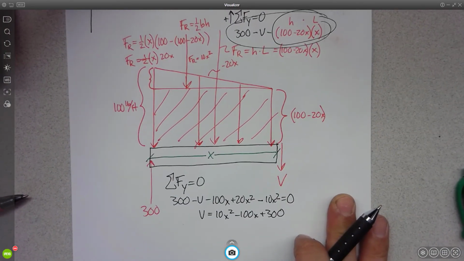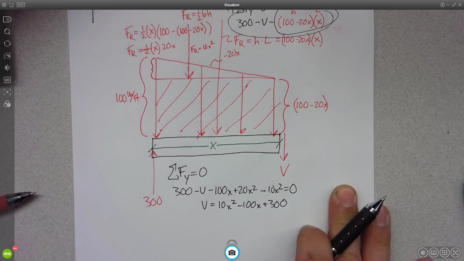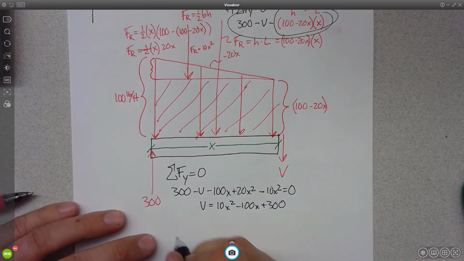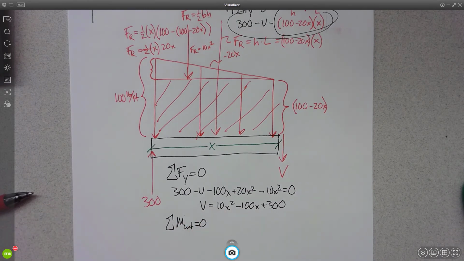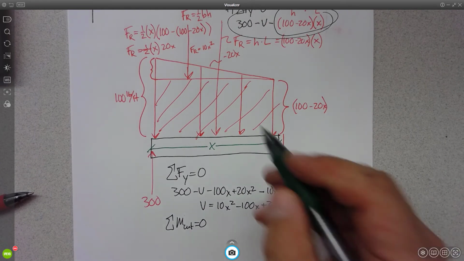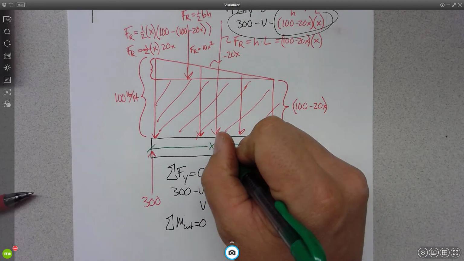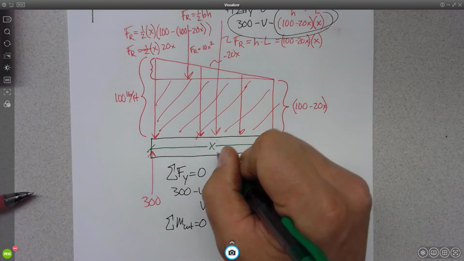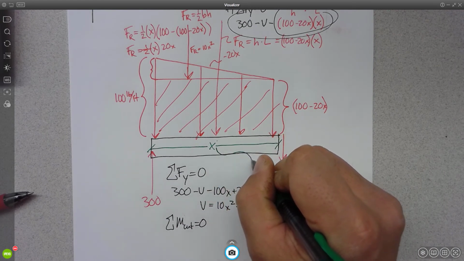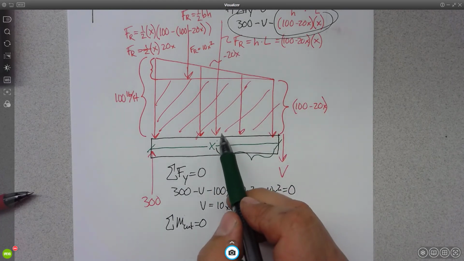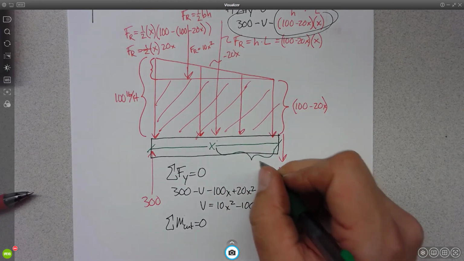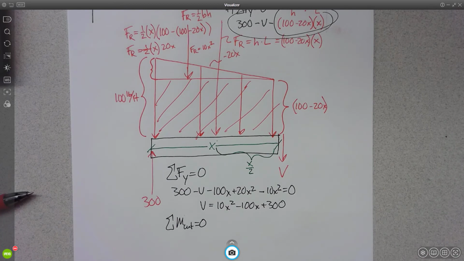Now, do we really want to cook our noodles in the last 5 minutes of class? Let's try and do the moments about the cut. Okay? What is this distance here? What's the distance for the lever arm of the rectangular resultant? That'd be x over 2.